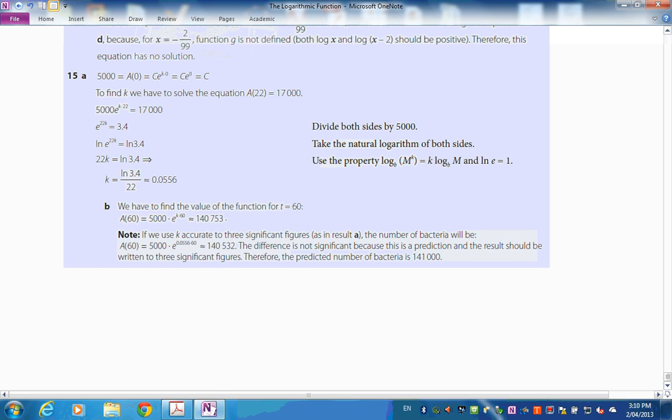Well, that's the end of the presentation on logarithms. Very important functions, the exponential and logarithmic functions in this course. We'll see them again a bit later on. But for now, it's cheers from me. Look forward to catching you in the next presentation.